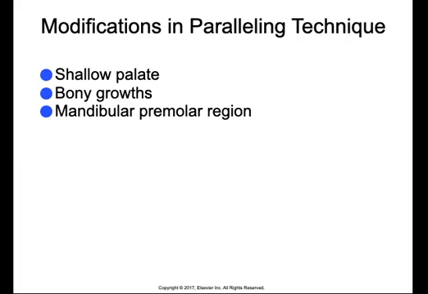So some modifications in the paralleling technique will be necessary if your patient has certain anatomical features like these. So your patient might have a shallow palate. They might have some bony growths, or the mandibular premolar region might be more sensitive. So it's very important for the dental radiographer to be competent in dealing with these types of situations because they will show up. Using cotton rolls and changing the vertical angulation and the location of the receptor placement will assist the radiographer in taking a dental image of diagnostic quality.